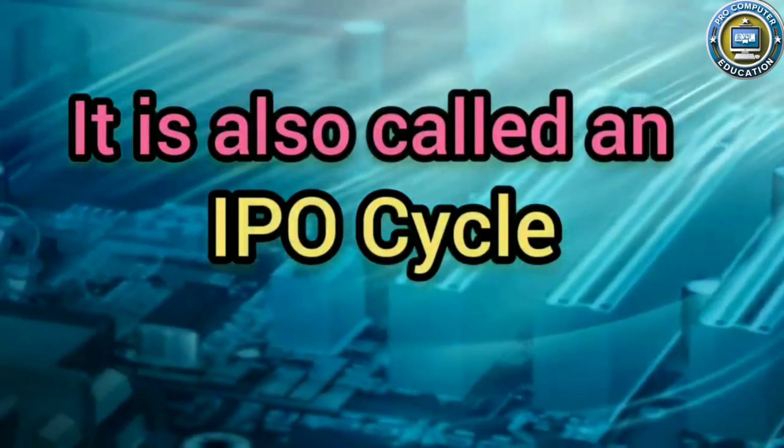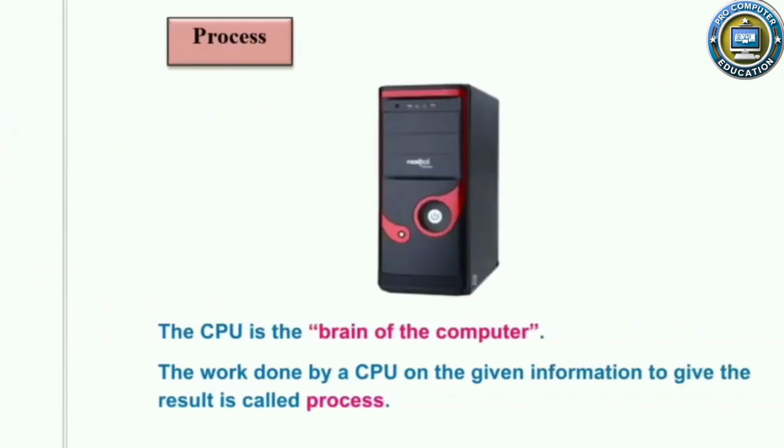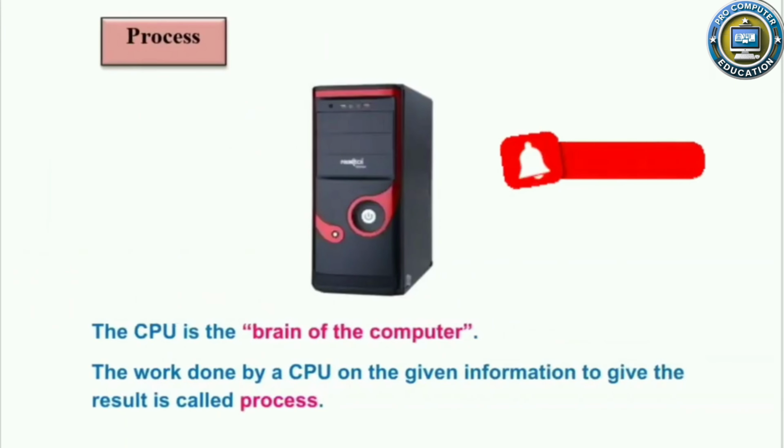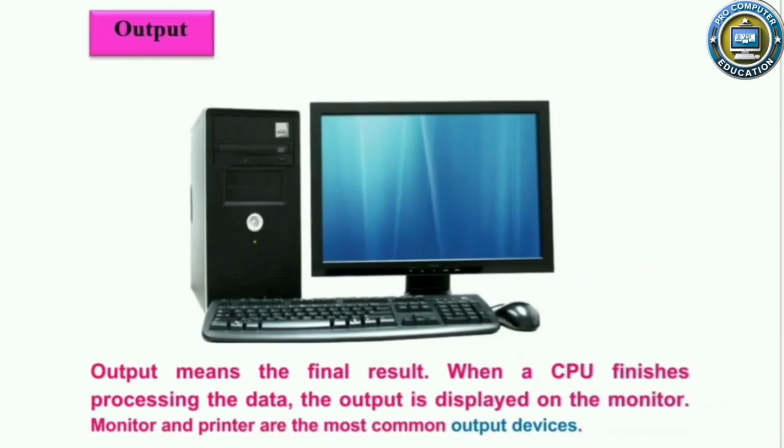Now, let's understand what is the input. The data and instructions that we enter into a computer are called input. Input can be given to a computer through keyboard and mouse. Next is process. The CPU is the brain of the computer. The work done by a CPU on the given information to give the result is called process. Then output. Output means the final result. When a CPU finishes processing the data, the output is displayed on the monitor. Monitor and printer are the most common output devices.